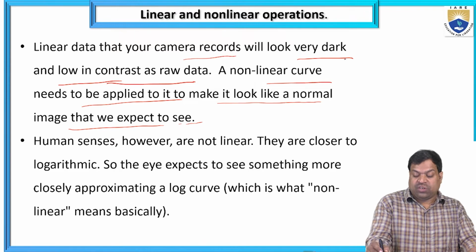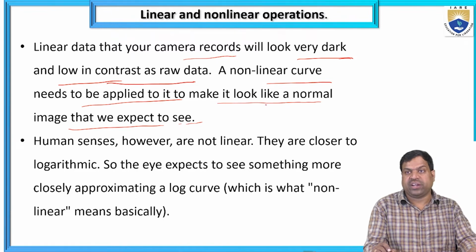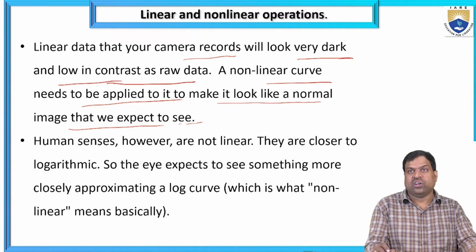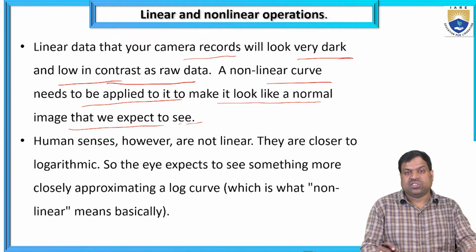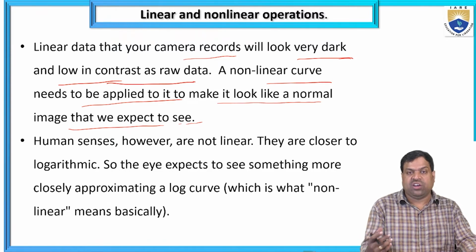Camera records will be very dark and low contrast as raw data. A non-linear curve needs to be applied to it to make it look like a normal image, that we expect to see. So what is the original image? Maybe the contrast is high or contrast is low, so that is called linear.